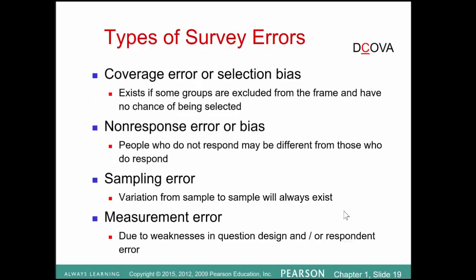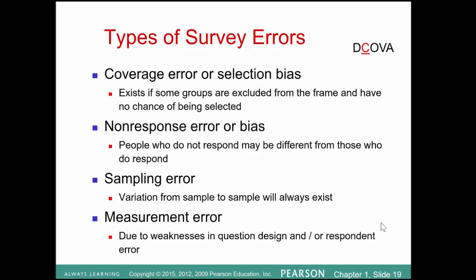Coverage errors, or selection bias, exist if some groups are excluded from the frame and have no chance of being selected. Think back to our high school and college example. If we don't ask the non-college students, we've made a coverage error. Non-response error or bias: people who do not respond may be different from those who do respond. Think back to if we ask the question of illicit drug users. We believe people say no, but what about the people who don't answer at all?